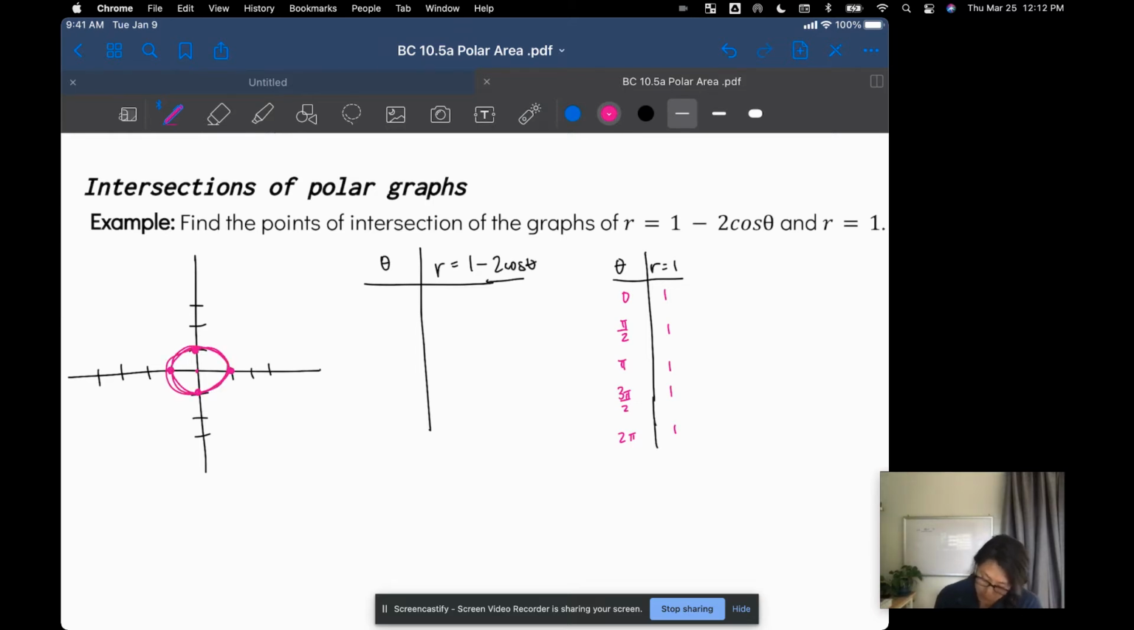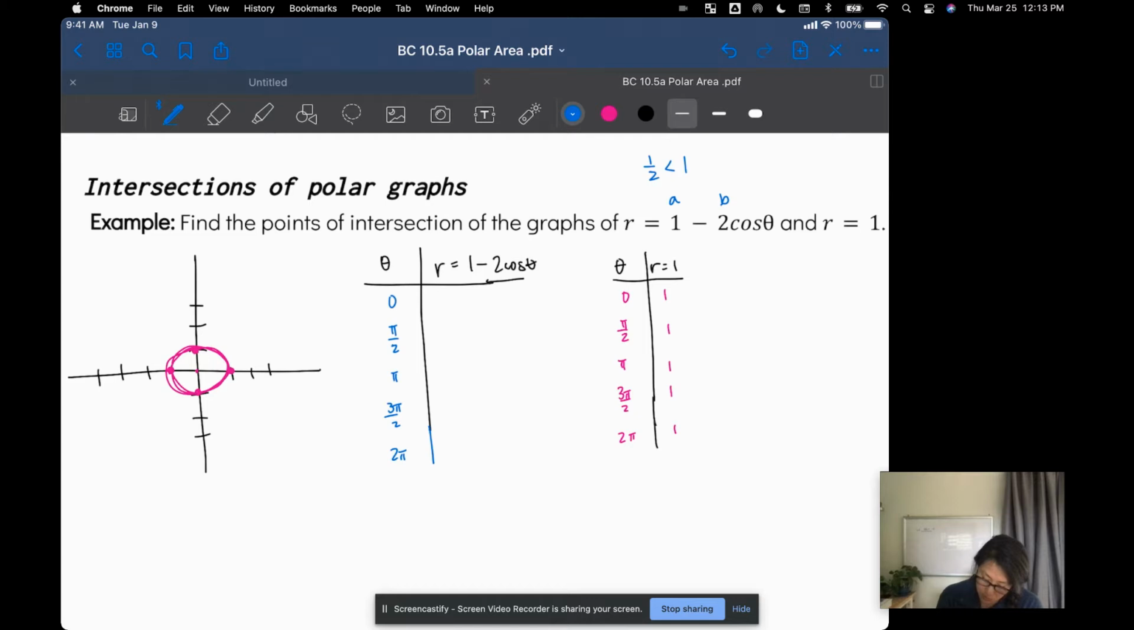Okay. And for 1 minus 2 cosine theta, this is a limaçon. My a is 1, and the absolute value of b is 2. So that means that a over b is less than 1, which is going to give me an inner loop. Okay, so we're going to start with 0, pi over 2, pi, 3 pi over 2, and 2 pi.